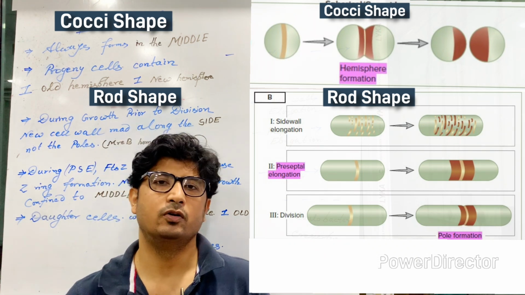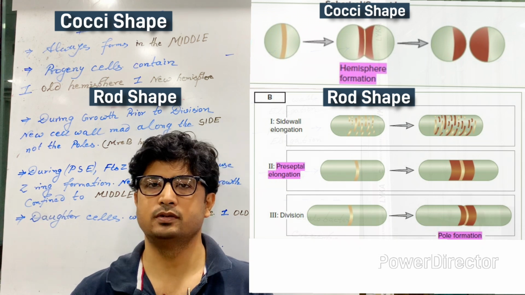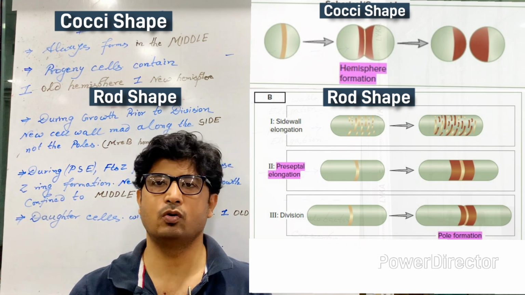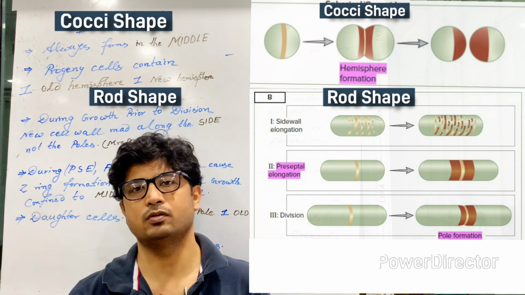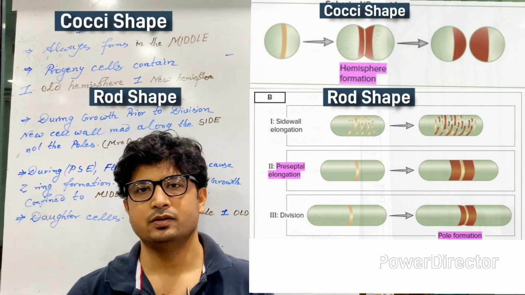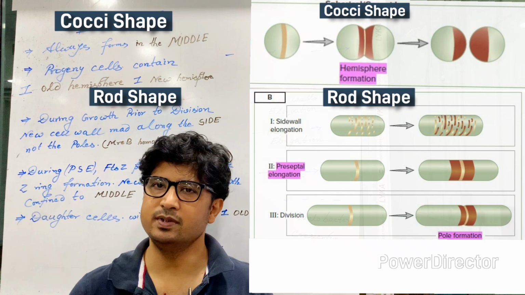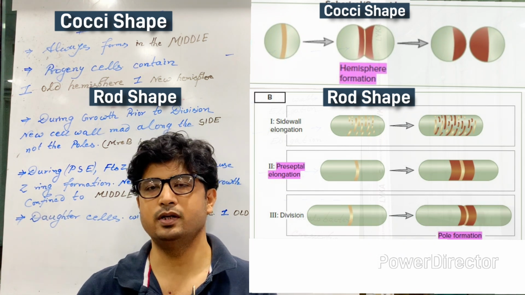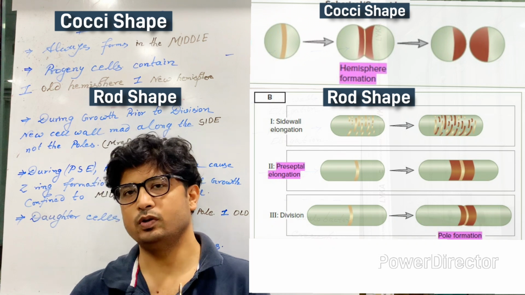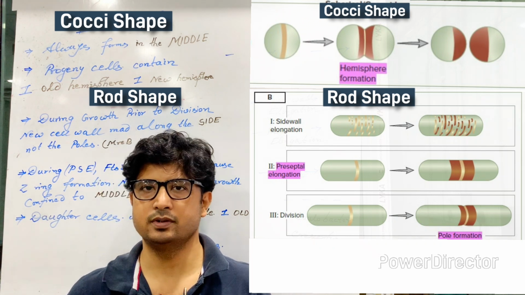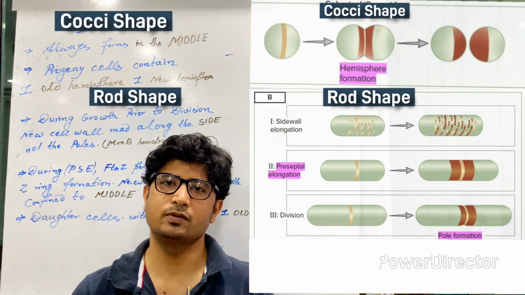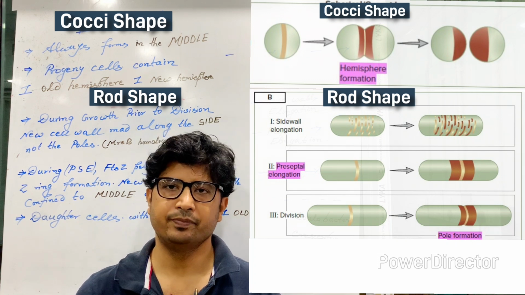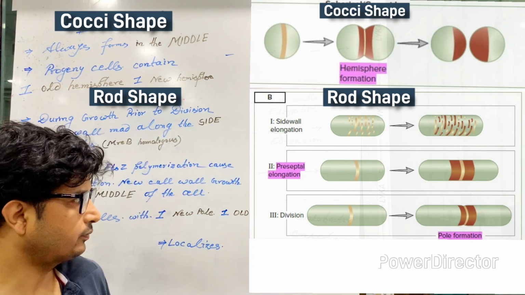Have you ever wondered why this kind of shape forms? What is the mechanism? Why is the cocci a cocci, not a rod? Why is the rod a rod, not a cocci? So today we'll be disclosing this mystery, or we'll be knowing the mechanism why it is cocci, why it is rod shaped, and also we'll talk about comma shaped bacteria and some other types of bacteria, why they are spirillum or fibrillum, any kind of. So let's talk about this.